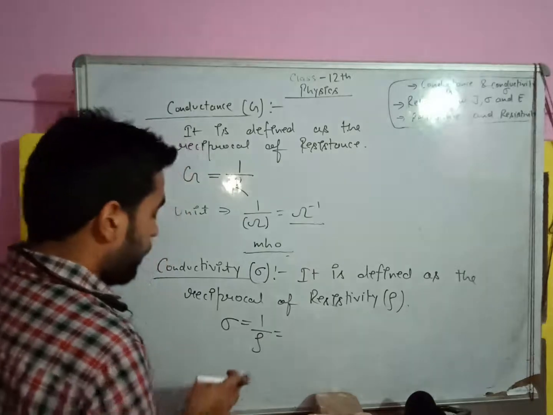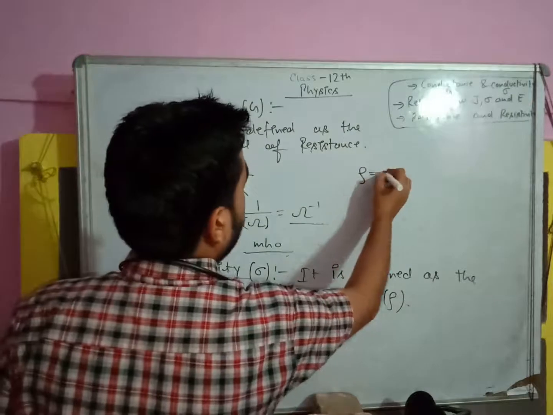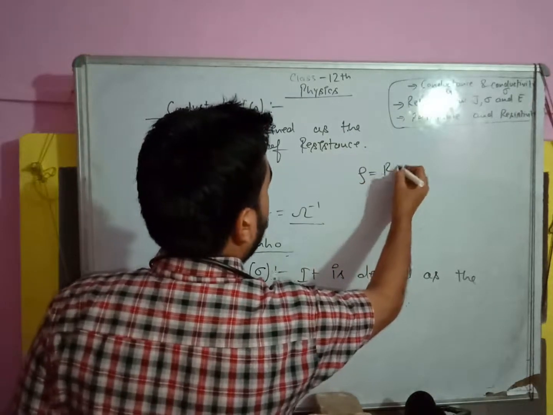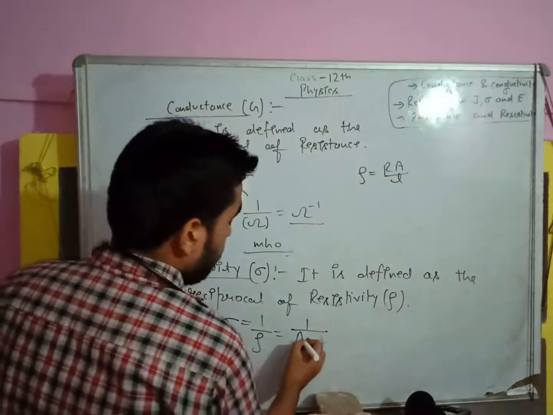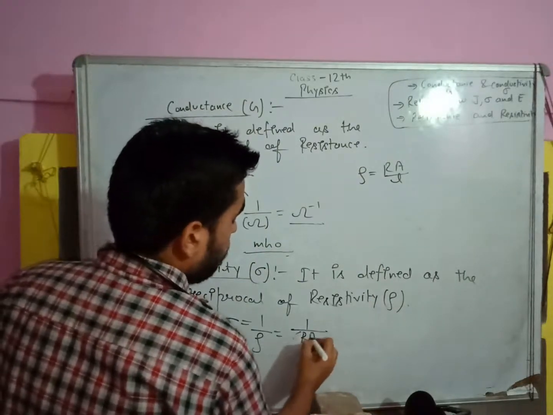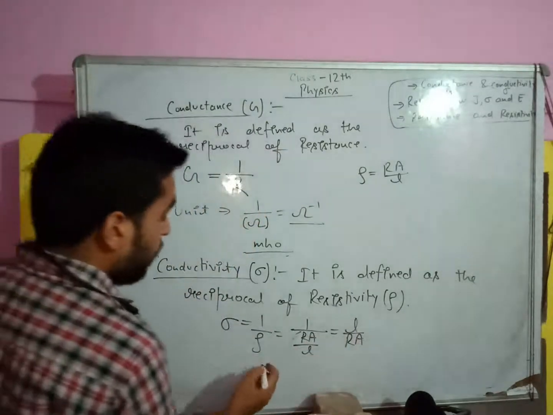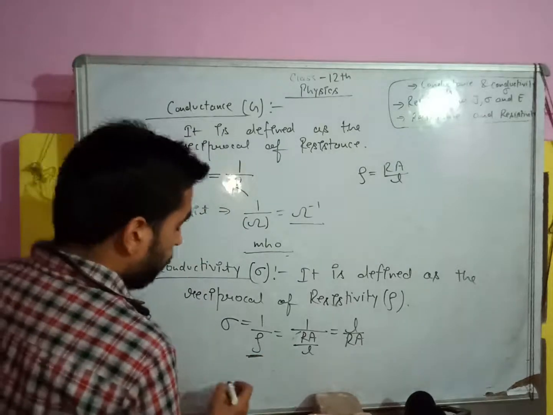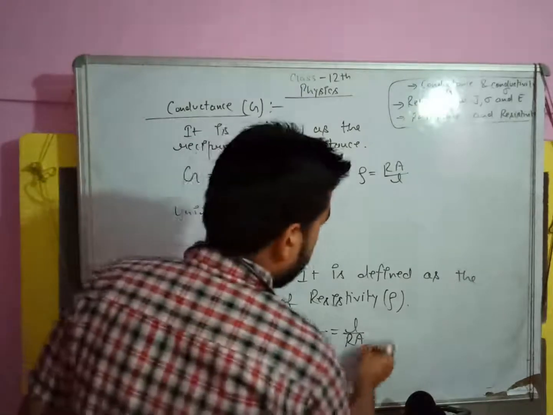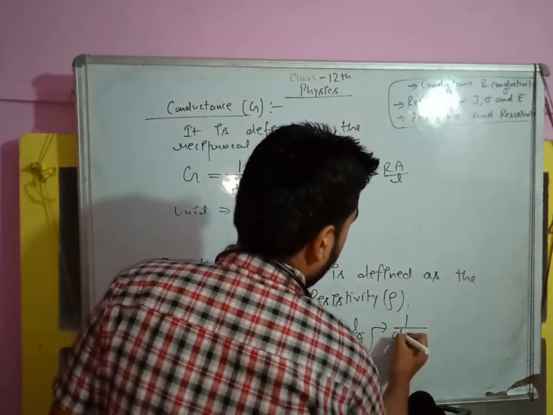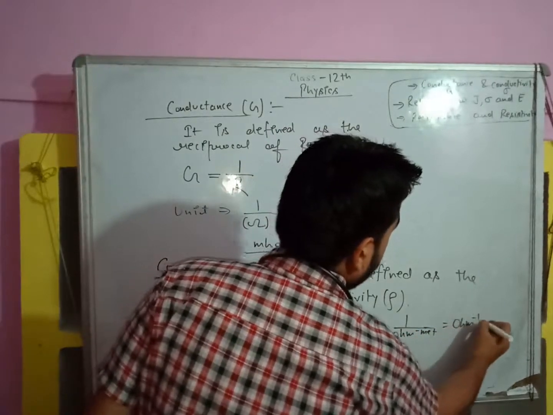So students, if we substitute the value of rho, what is rho? Rho is equal to R A upon L. Once you substitute this, it will be 1 upon R A upon L, but you will get L upon R A. And if you remember the unit of resistivity, what was it? The unit of resistivity was ohm meter. So this will be 1 upon ohm meter, so ohm inverse meter inverse.